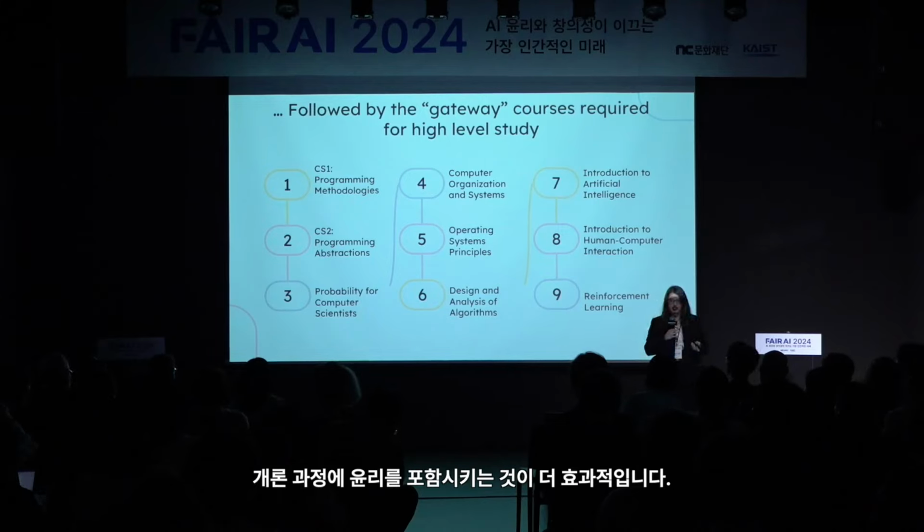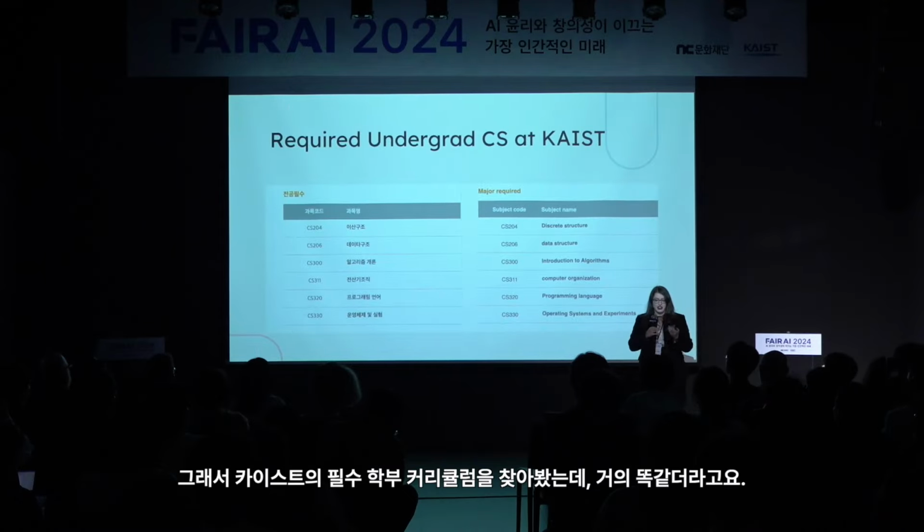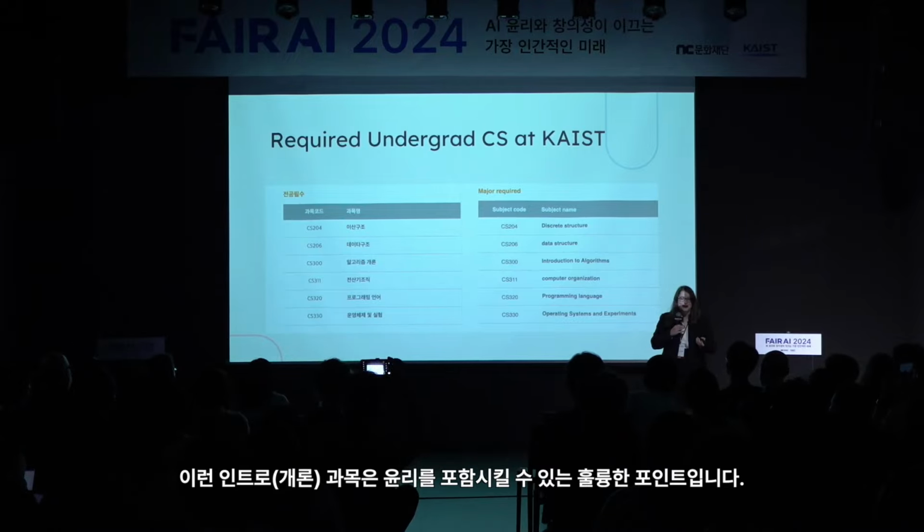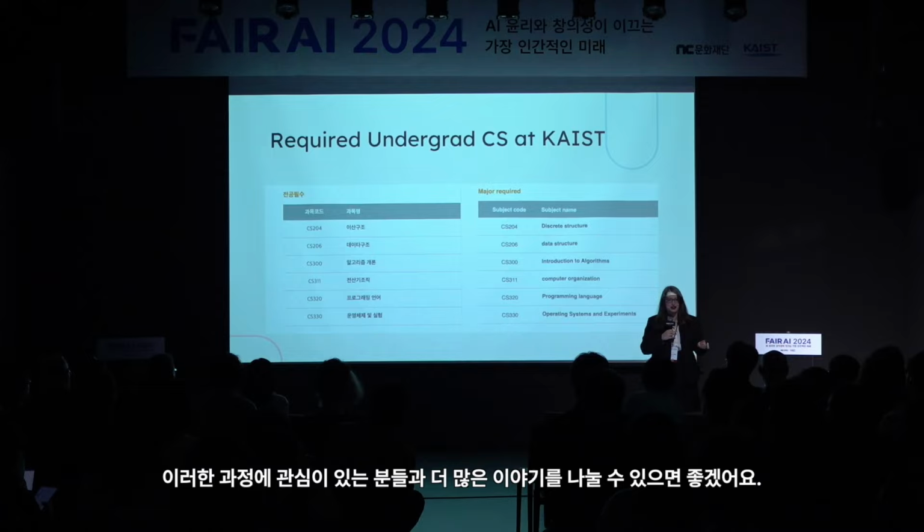I looked up the required undergraduate curriculum at KAIST, and I saw it's almost exactly the same. So to me, these would be wonderful places for ethics, and I would love to talk further with anyone who's interested in putting it in these courses.